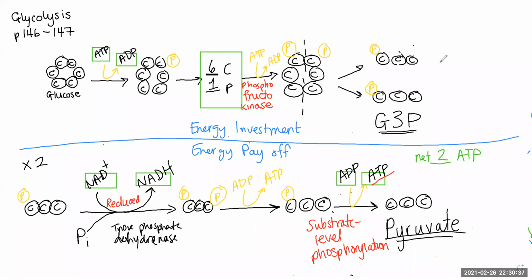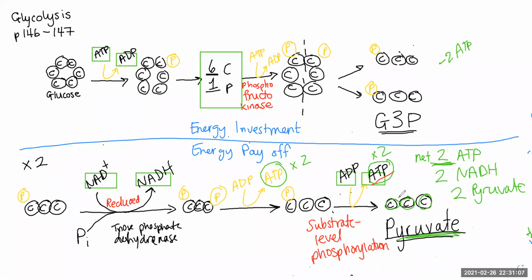Because remember that we have minus 2 ATP here, and we have the addition of this ATP and this ATP, but each one is times 2. So we've made 4, spent 2, that's a net of 2 ATP. We also made 2 NADH and 2 of this guy down here, which is pyruvate. So this is where all of our carbons are. We started with 6 carbons and we ended with 6 carbons because we have 3 times 2.